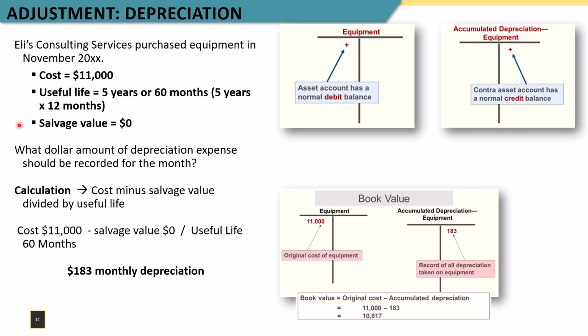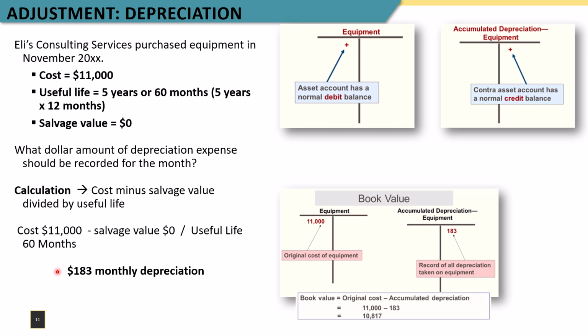So to compute the depreciation for the month of December, we subtract the salvage value, which in this case is 0, from the cost of the assets, leaving us with $11,000, and then divide that amount by 60 months, which is 5 years, a month. The amount of the monthly depreciation is $183.